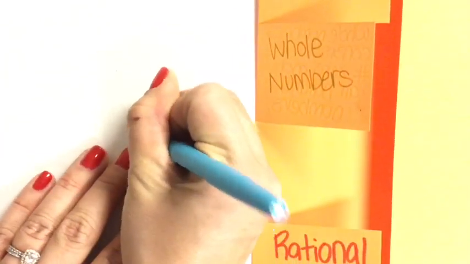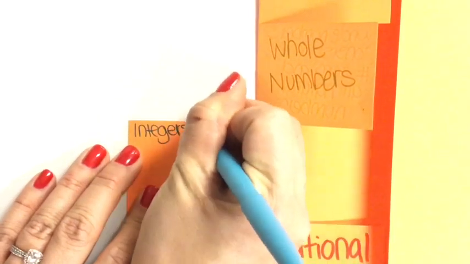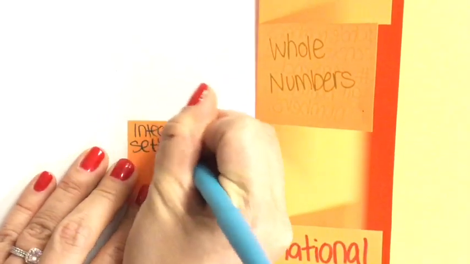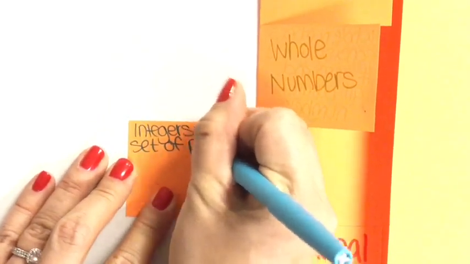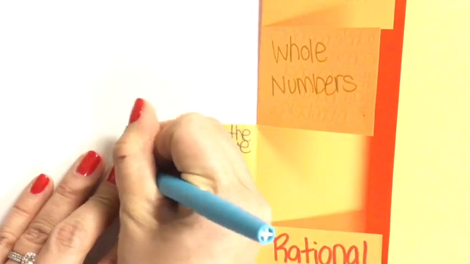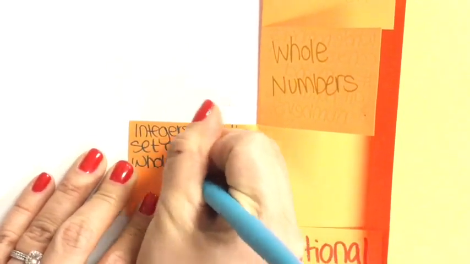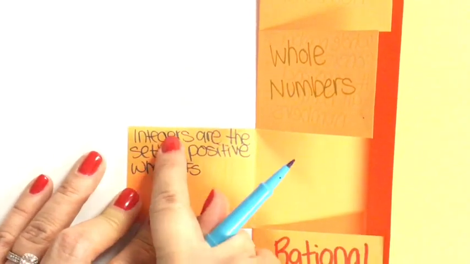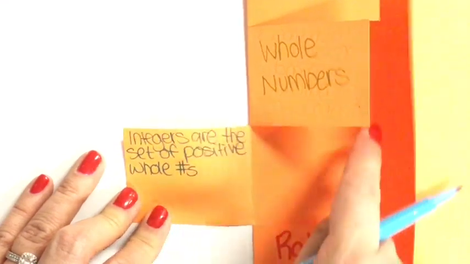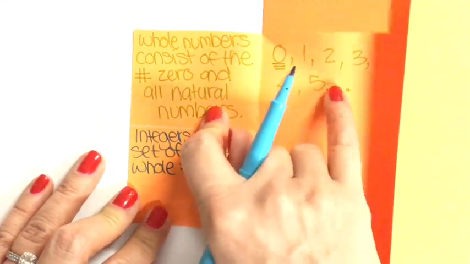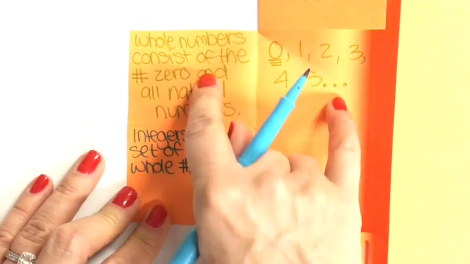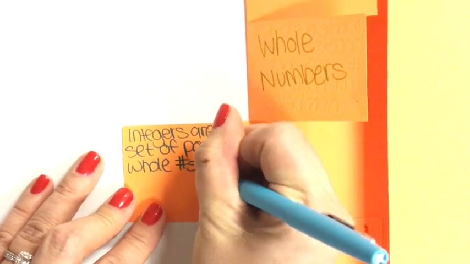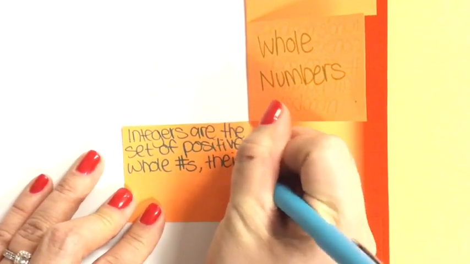Integers are the set of positive whole numbers. I'm going to use that number sign again. So far what we're being told is integers are a set of positive whole numbers. Well, here's your positive whole numbers. So that means integers and whole numbers have a relationship. But the definition doesn't stop there. So we have to continue. Then it says they're opposites.